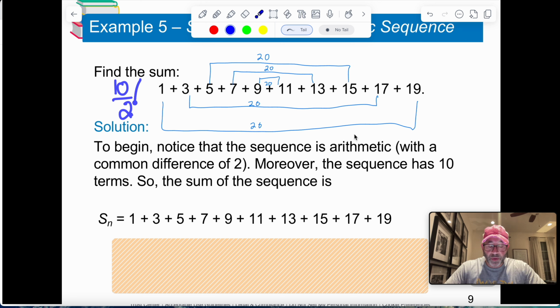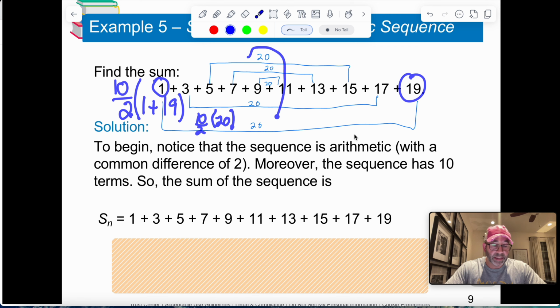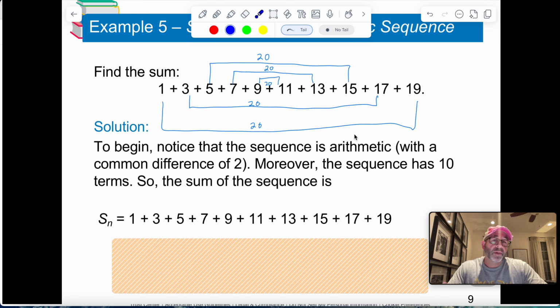And then we say, well, the sum of 1 plus 19, because that's my first term and my last term in the series, that means we end up with 10 divided by 2 times 20, which is 5 times 20, or 100, which we can see is the sum right here. So that's kind of the formula in action.